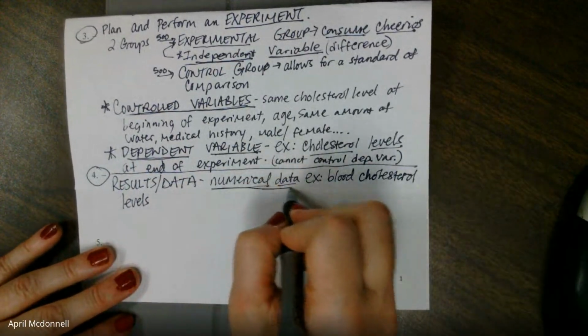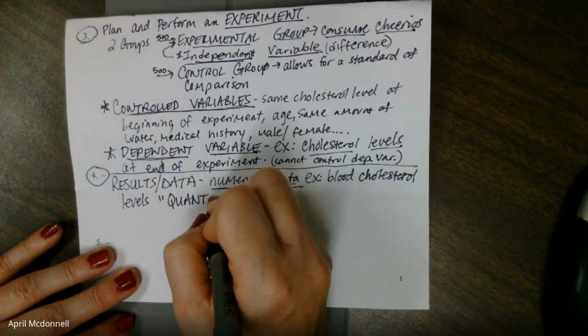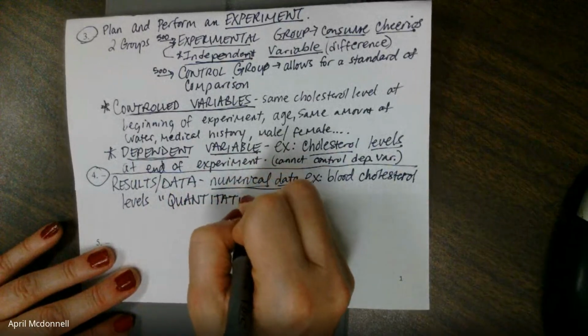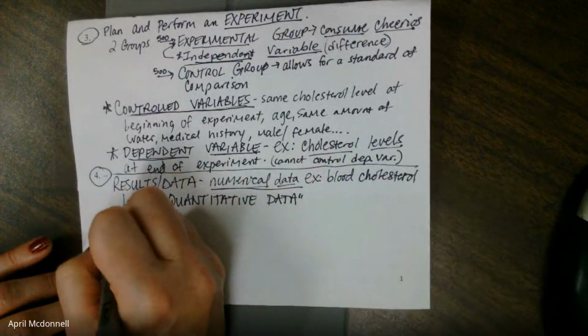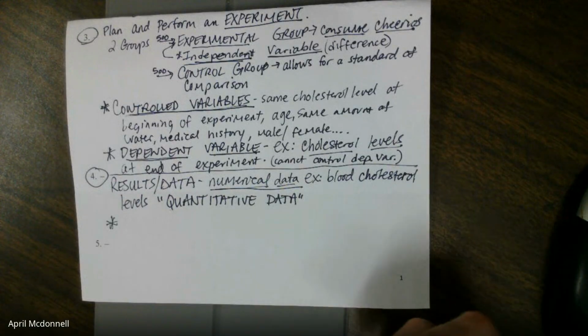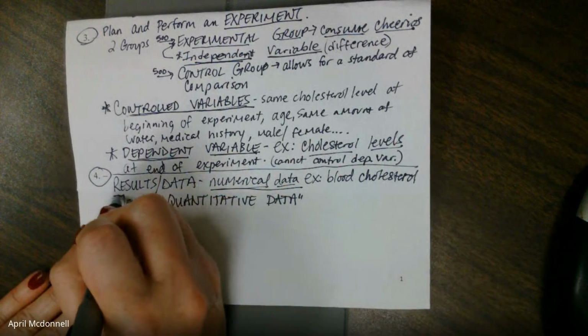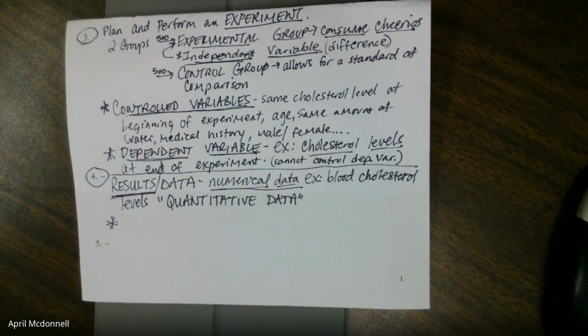We call numerical data quantitative data. So in our Cheerios experiment, we're collecting quantitative data, and that's going to be the result of our experiment. You want to keep in mind that not all data at the end of an experiment is quantitative.